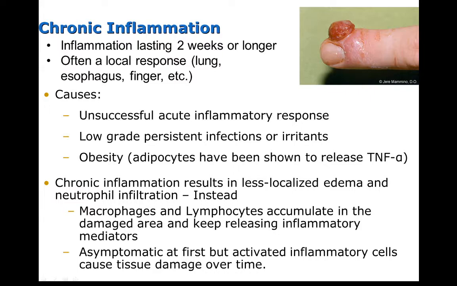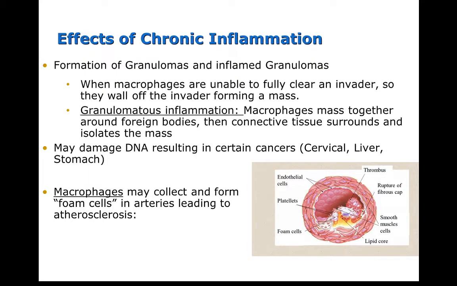Granulomas can happen anywhere in the body. This happens to be a granuloma on the finger. In my practice with chest surgeons, the most common cause of granulomas was a tuberculosis infection. So granulomas, again, are formed when macrophages are unable to fully clear an invader, so they wall off the invader, forming a mass.